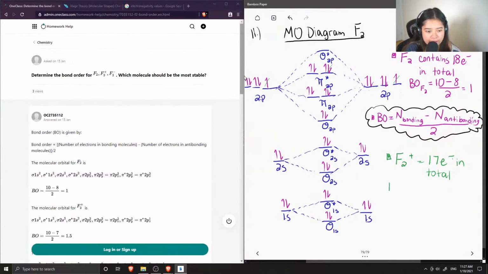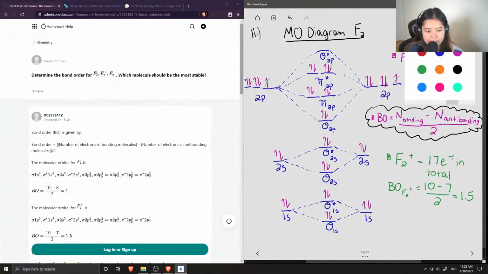Let's try to calculate that bond order. The number of electrons we have in the bonding will still be 10. But this time, the number of electrons in the antibonding, we took out 1. So now we have 7. So 10 minus 7 divided by 2 is equal to 1.5.